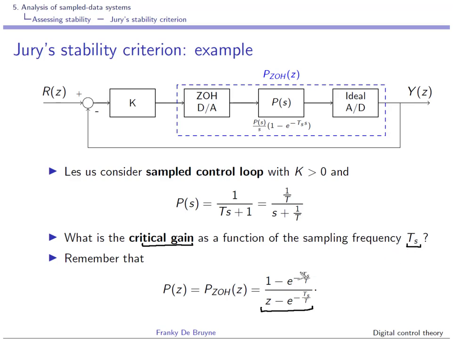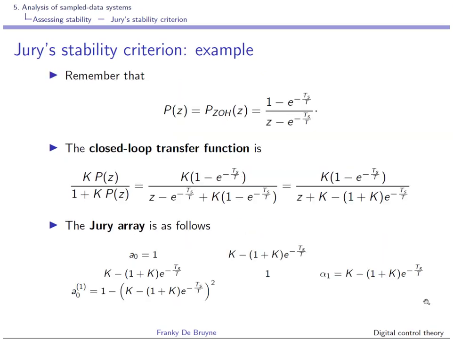You know that this zero order hold will introduce a delay of roughly Ts over 2. So you can feel intuitively that this delay is going to make sure that there is now a finite gain margin and that there will be a critical gain that is no longer infinite. Well, let us continue with our example.